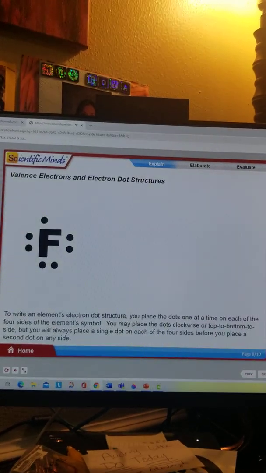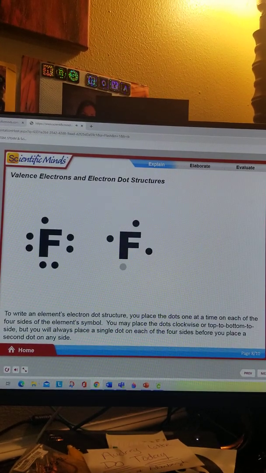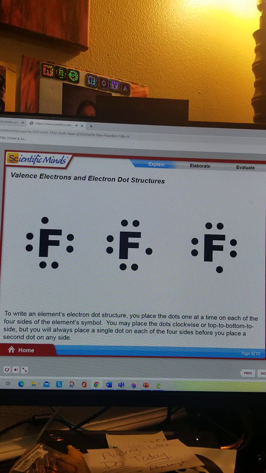To write an element's electron dot structure, you place the dots one at a time on each of the 4 sides of the element symbol. You may place the dots clockwise or top to bottom to side, but you will always place a single dot on each of the 4 sides before you place a second dot on any side.